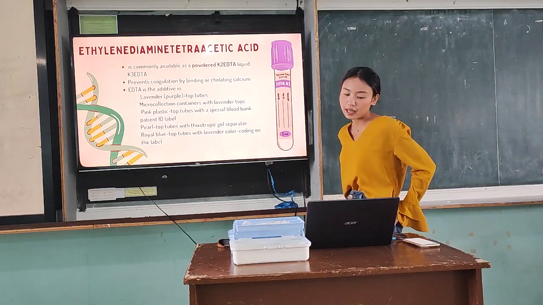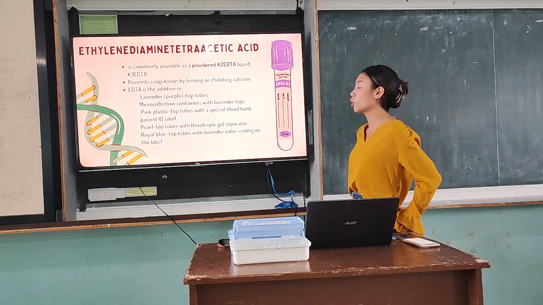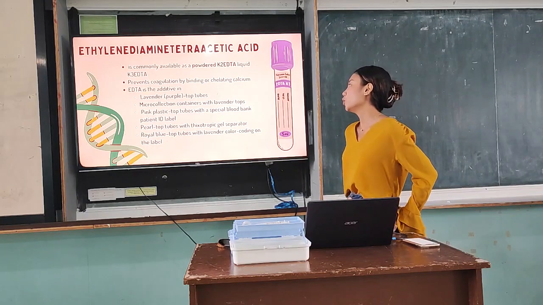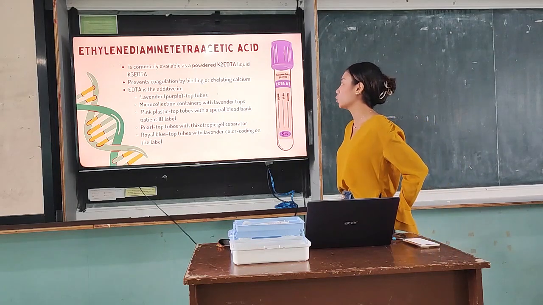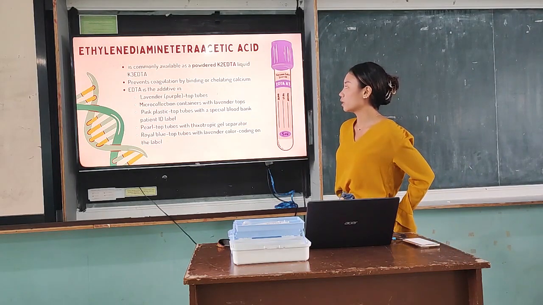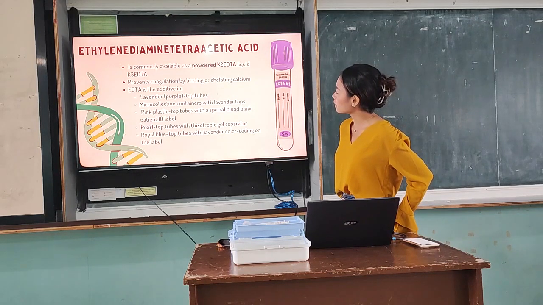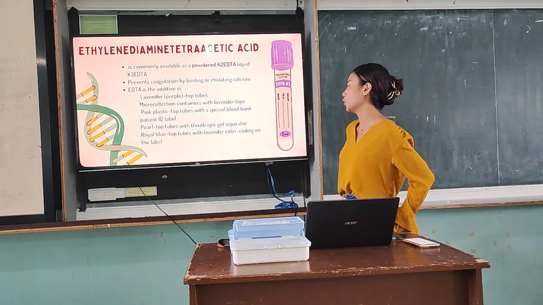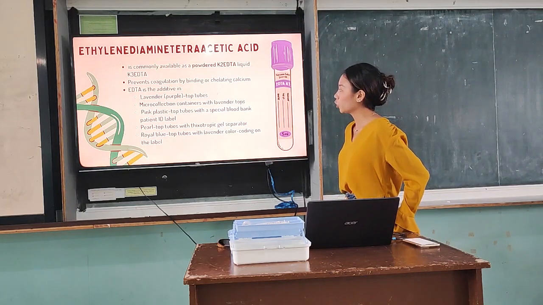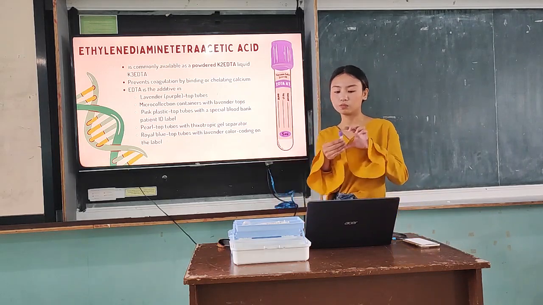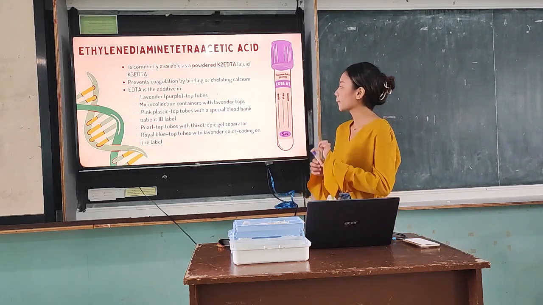Next. Ethylene diamine tetraacetic acid or commonly known as the EDTA. So, commonly available as powdered, kapag powdered siya, K2-EDTA, kapag liquid naman is K3-EDTA. So, this substance prevents coagulation by binding or chelating calcium, katulad nung kanina. EDTA is the additive in lavender or purple top tubes.